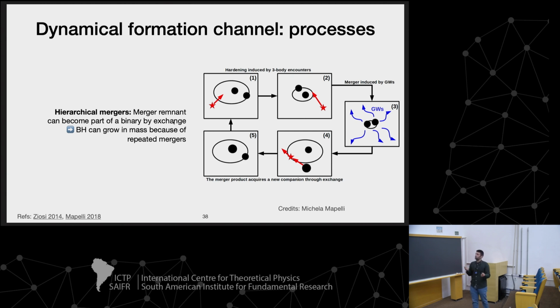And if you combine these two processes, you can end up with hierarchical mergers, like subsequent mergers of black holes, where you have stars that extract binary energy from the binaries. The black holes can merge. Another black hole can take the place of a star, and then you can end up with another binary system that can merge again, and so on, and so on. This is the hierarchical formation channel.